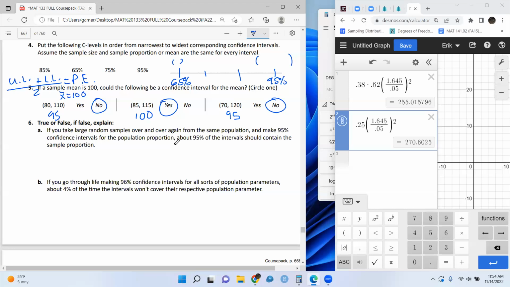So not bad thinking. It's a great question of like, why would we do that, right? Why would we keep doing it? The reason we're saying that is because we're talking theoretically. If we continued to take samples from a population of the same size, and we kept making 95% confidence intervals, how many of those intervals should contain the sample proportion?